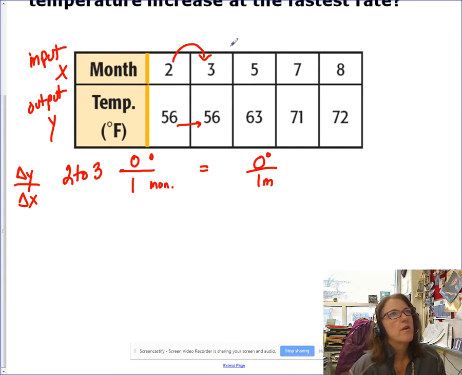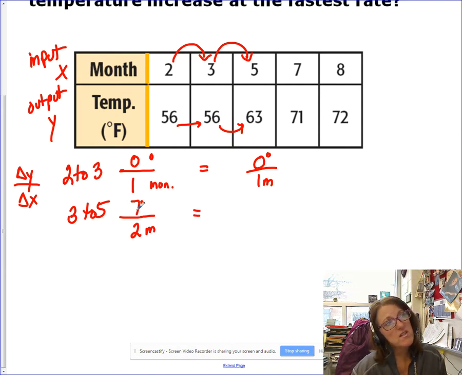Next one, from month 3 to month 5. This time, it was a 2-month increase in the denominator. My temperature went from 56 to 63. That's an increase of 7 degrees.